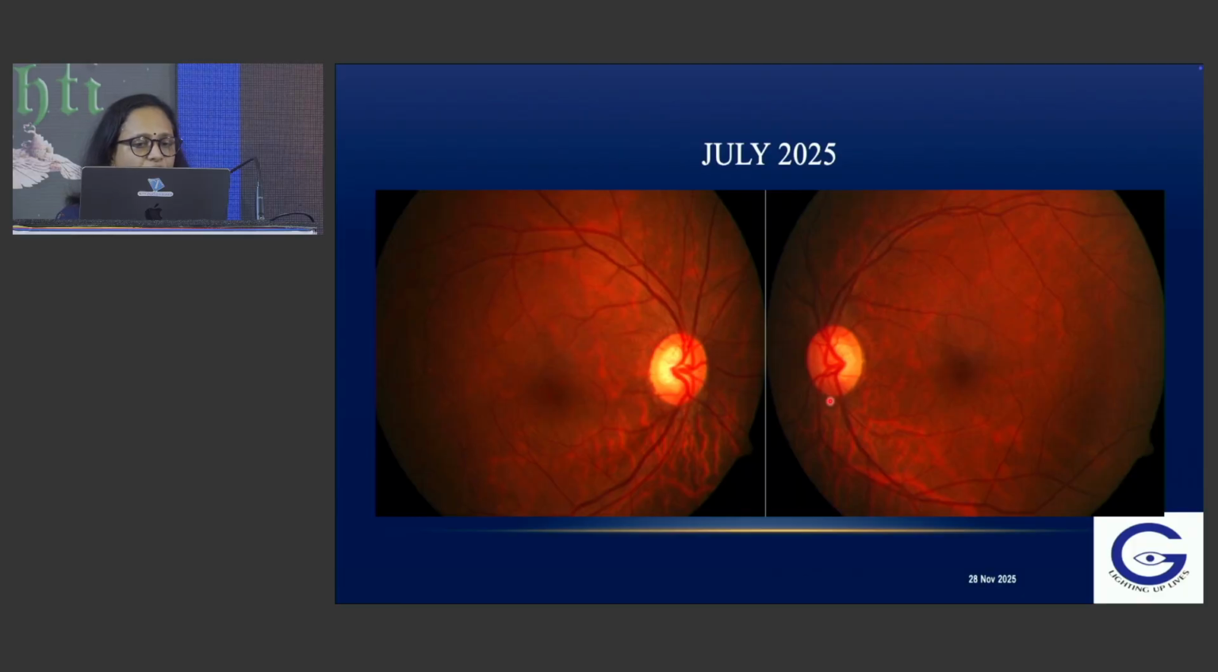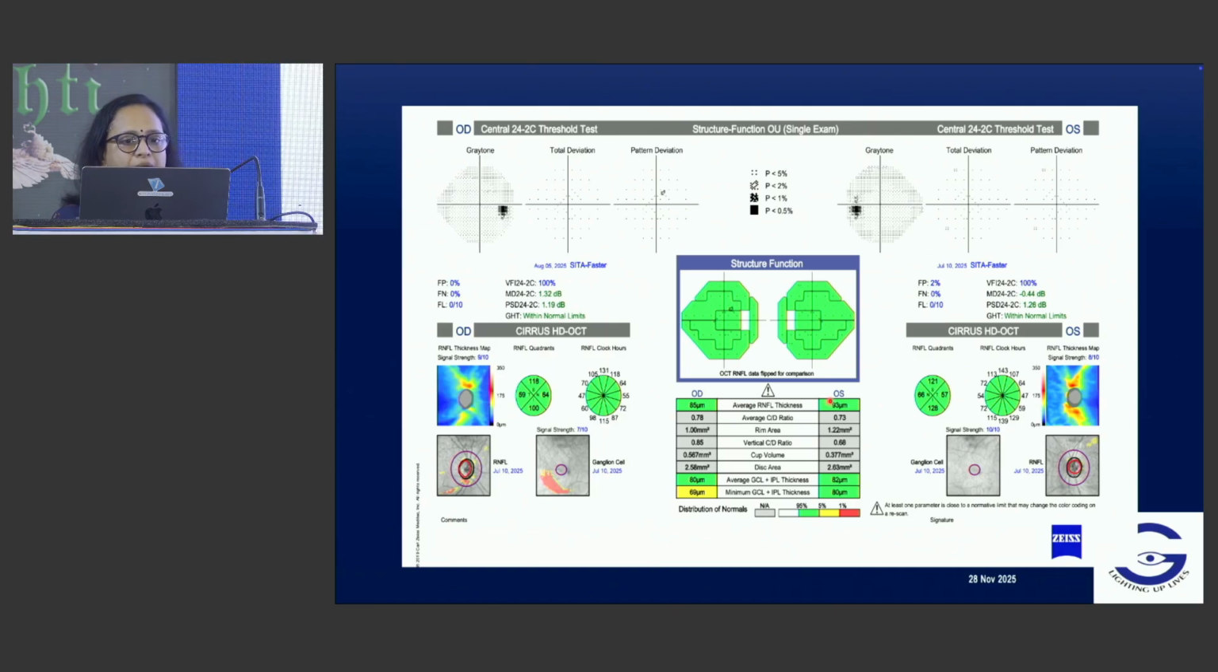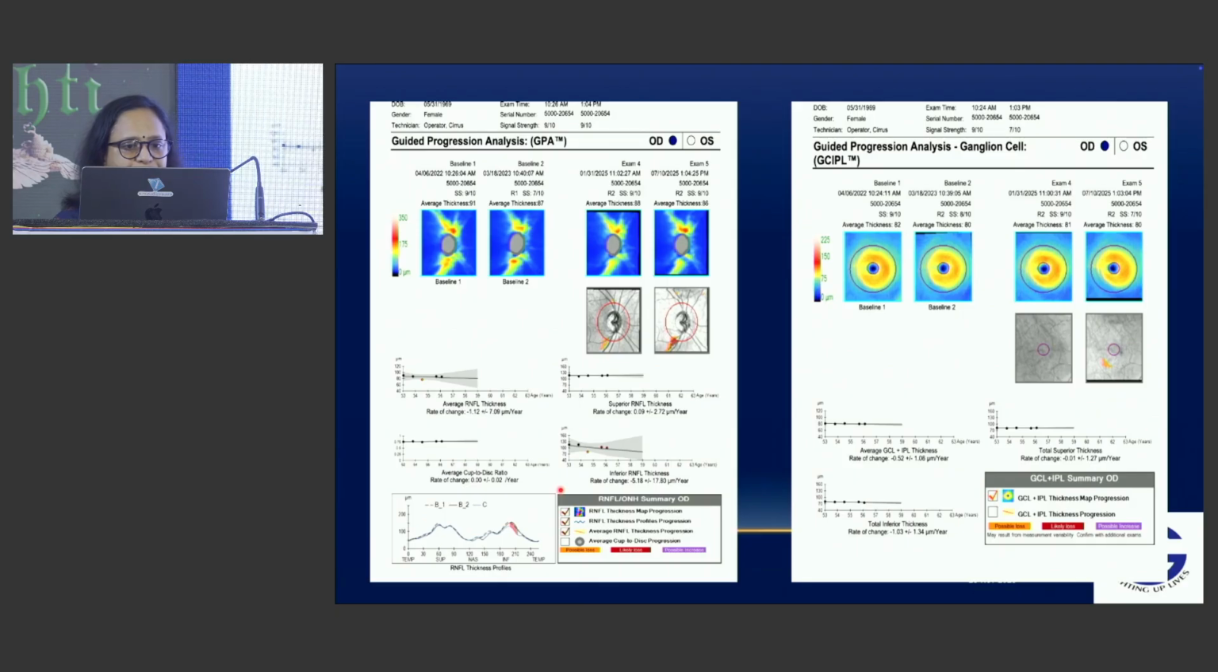On recent follow-up in July 2025, clinically the RNFL defect and the disc look almost the same. The field was normal in the initial visit, and in the latest visit the field is almost okay, but there is a small defect seen in the paracentral area in the right eye. However, the OCT RNFL and the GCL were showing that defect.